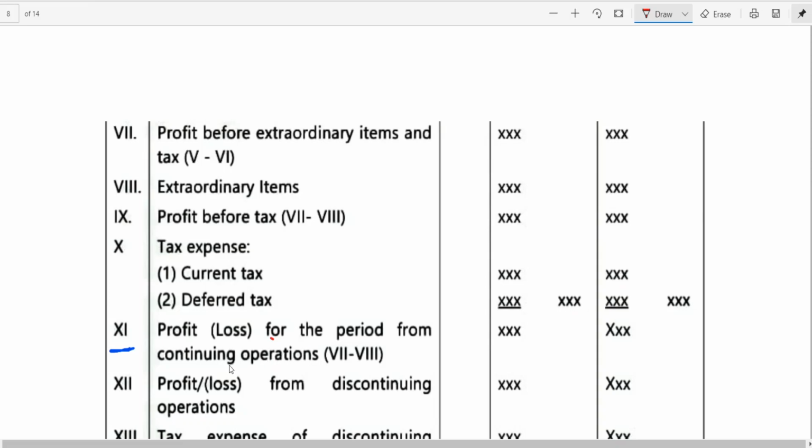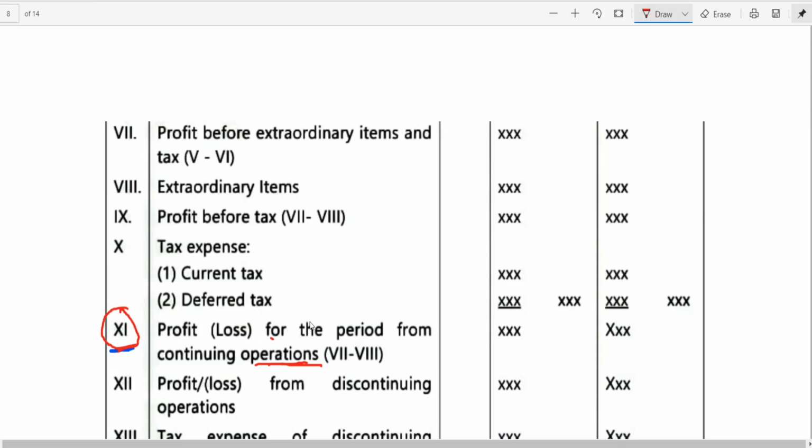Profit or loss for the period from continuing operations. That means sometimes in a business, some of the operations may be discontinued and some of the operations may be continued. That is why they use the term continuing operations. But generally in the examination we will be stopping here.